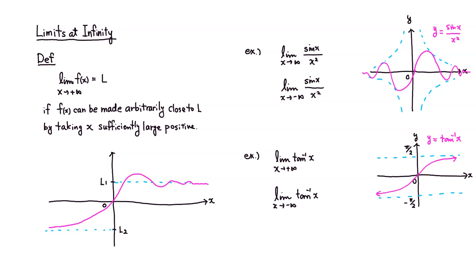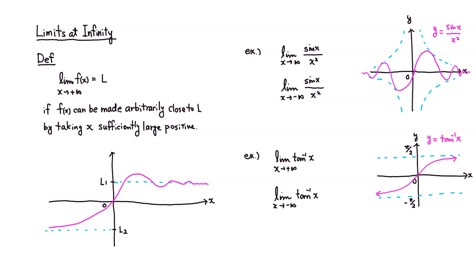All right, let's look at the limits at infinity. So here's the definition. The limit of function f of x as x approaches positive infinity is equal to L if the value of f of x can be made arbitrarily close to L, so f of x is getting closer to L, by taking x sufficiently large positive. If you're going to positive infinity, it has to be a large positive.